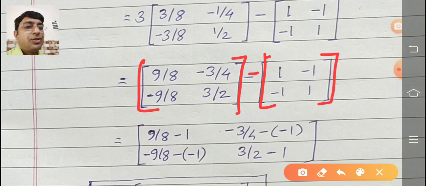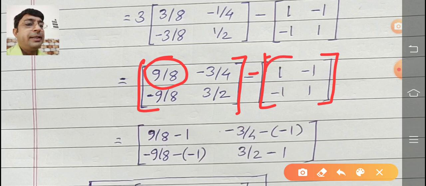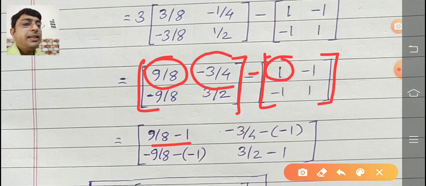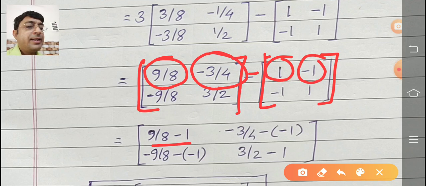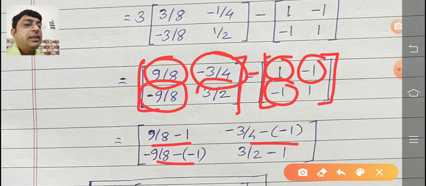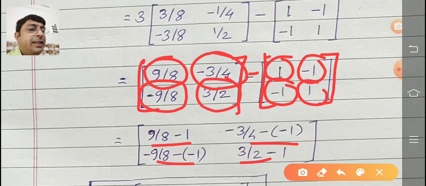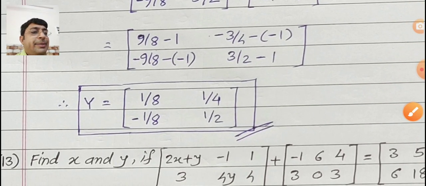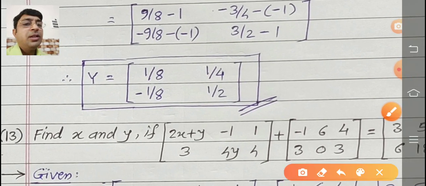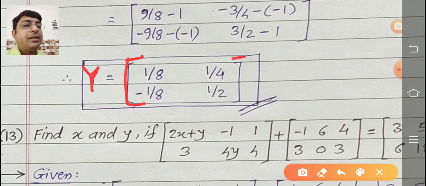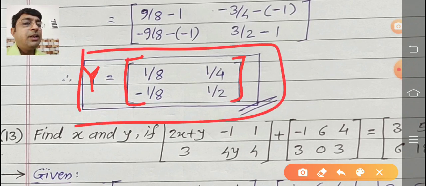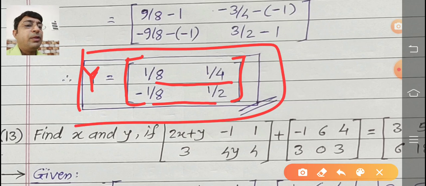Then do the subtraction. So 9 upon 8 minus 1, minus 3 by 4 minus of minus 1, then minus 9 upon 8 minus of minus 1, and 3 by 2 minus 1, that we write here. So as per the sign and basic rule, you find out the answer. So we are getting the answer of y matrix: 1 upon 8, 1 by 4, minus 1 upon 8 and 1 by 2. In this way we find out the answers of matrix X and Y.